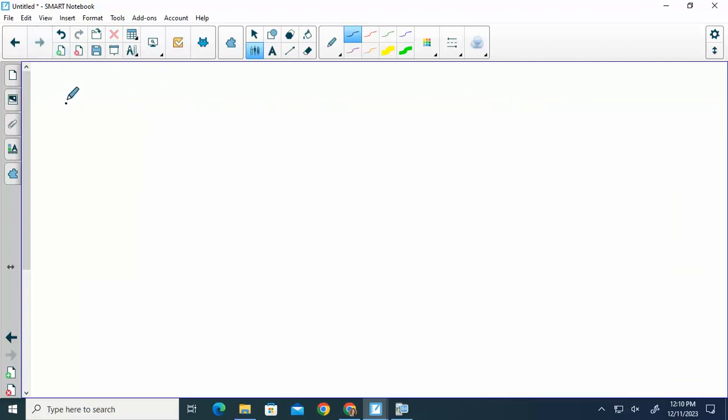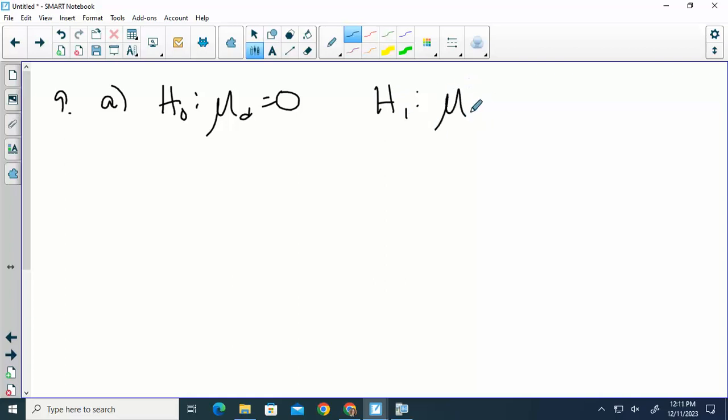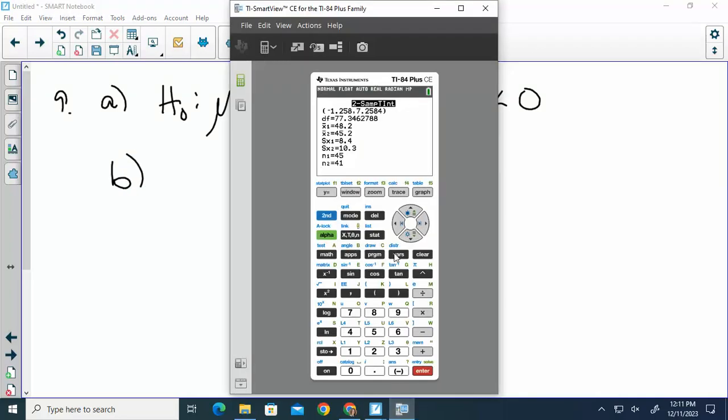Last two. Okay, I told you this was matched pairs, so you put it in your L1 and L2. The null should be the mean of the difference is 0. Alternative, we want to see if the mean of the first group is smaller, so the mean of the difference is less than 0. This one I do ask for some different things. So let's enter this and then look at how to find those.